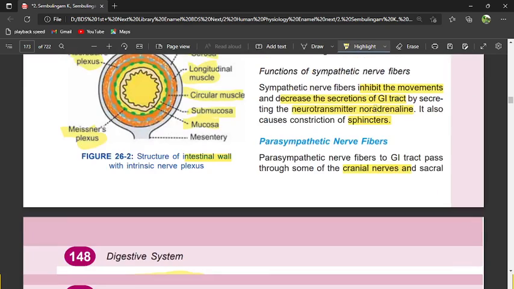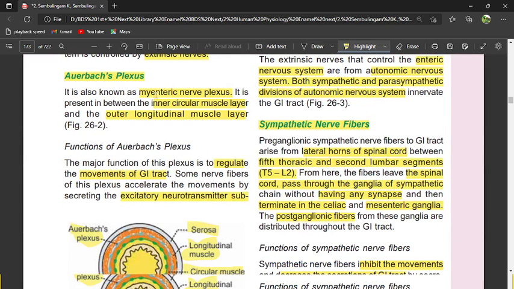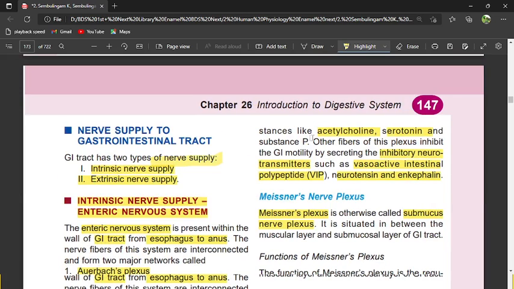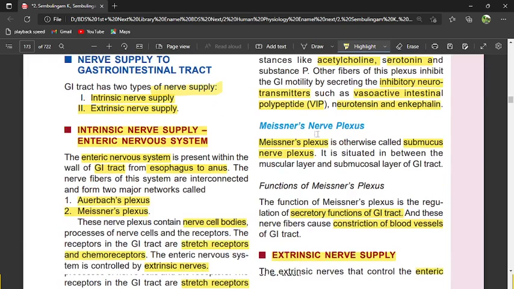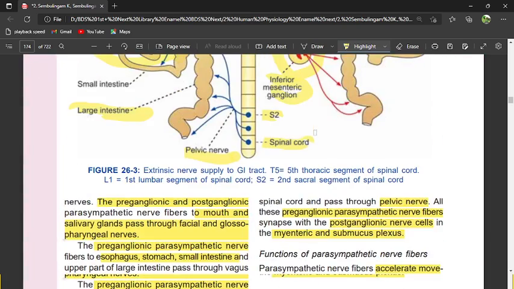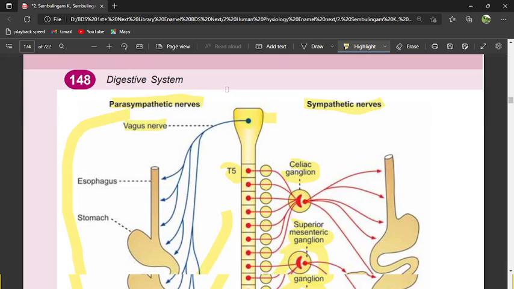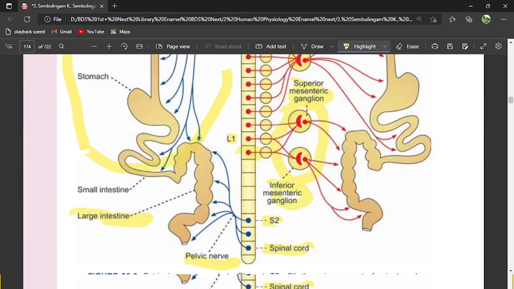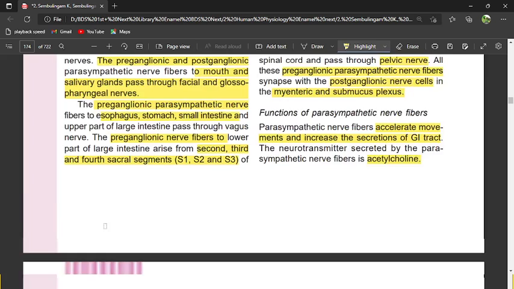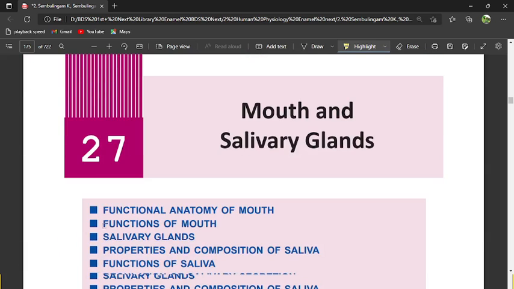And you had already learned before that Auerbach's plexus is also releasing some excitatory neurotransmitter. What is it? Acetylcholine. This Auerbach's plexus stays in the stomach, in your digestive GI tract, the gastrointestinal tract. The acetylcholine is given in such a way that the parasympathetic nerve fibers are giving its acetylcholine. Clear? Hoping that this chapter is very clear to you.